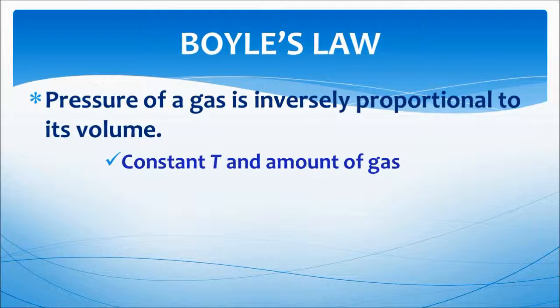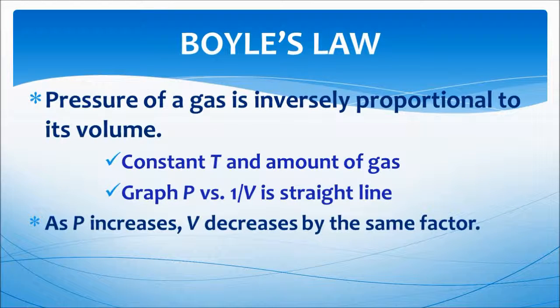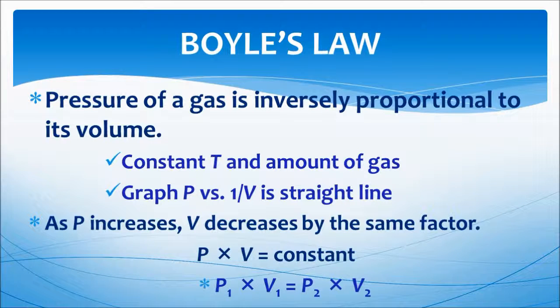Therefore, at constant temperature and a constant amount of gas, a graph of pressure versus 1 over volume would be a straight line. As P increases, V decreases by the same factor. And so we say P multiplied by V equals a constant. This becomes useful when we are interpreting pressure changes in a closed system. We use the equation P1 multiplied by V1 equals P2 multiplied by V2.